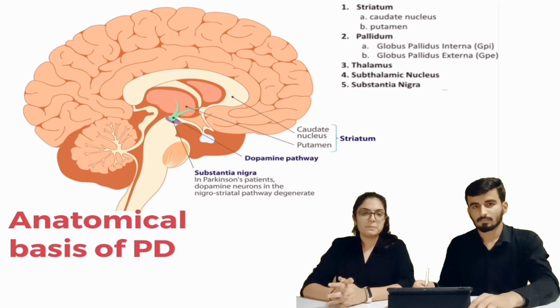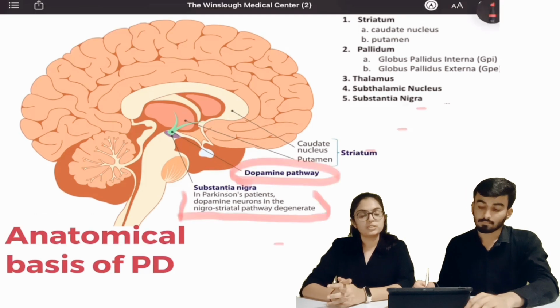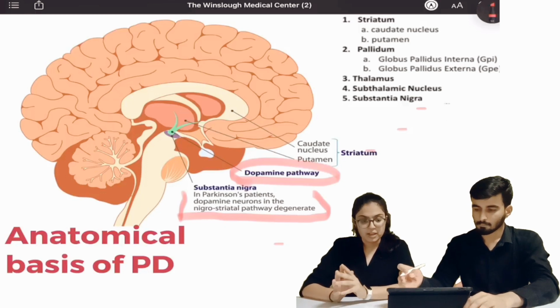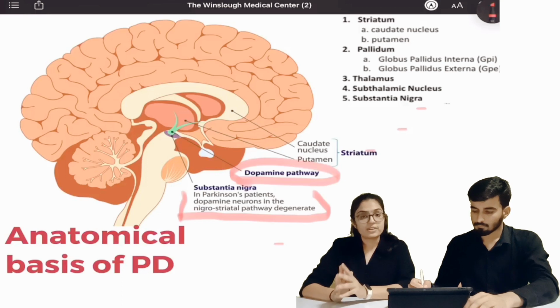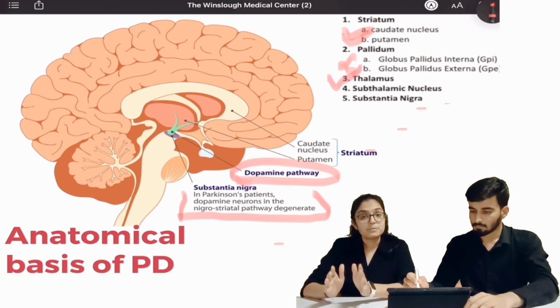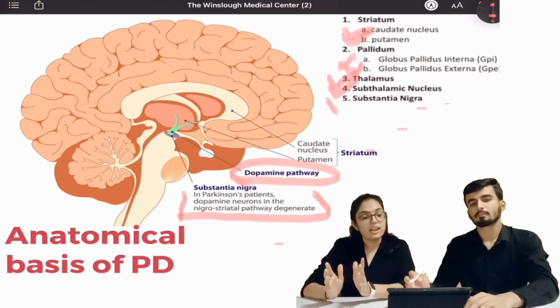Coming to the anatomical basis of Parkinson's disease, as we all know, the predominant structure responsible for Parkinson's is the basal ganglia and the pathway responsible is the dopaminergic pathway. The structures present are the striatum, which is composed of the caudate nucleus and putamen; the pallidum, which is composed of globus pallidus interna and externa. Further, we have the thalamus, subthalamic nucleus and substantia nigra.